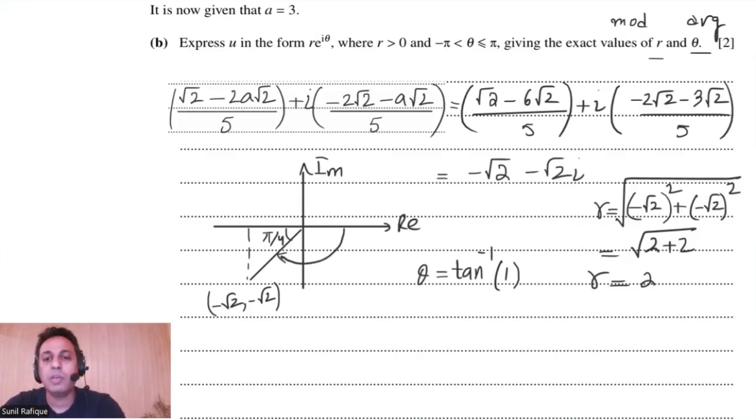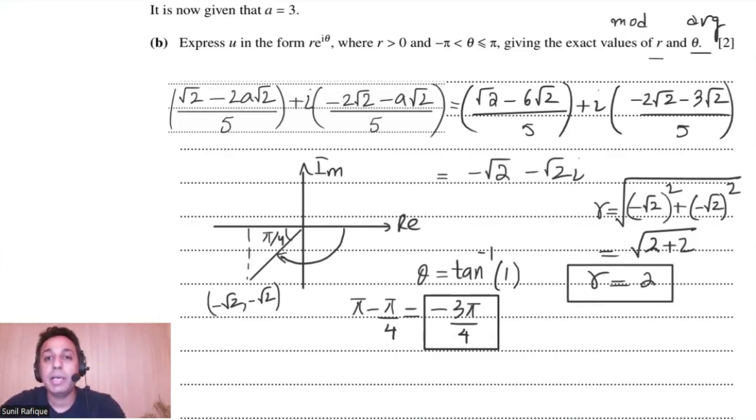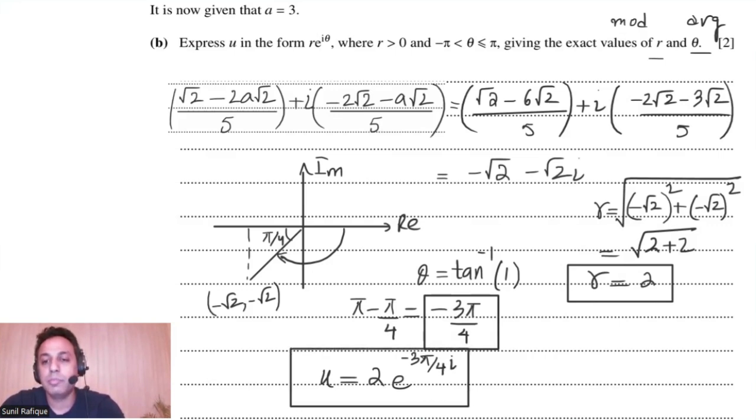So when I go clockwise, my answer is going to be pi minus pi over 4, which is 3 pi over 4. But students, remember the clockwise angles are negative. So this is going to be a correct answer for the value of theta, and r is 2. Now I write my u in the exponential form. That's going to look like 2e to the negative 3 pi over 4 iota. That's my final answer, right?